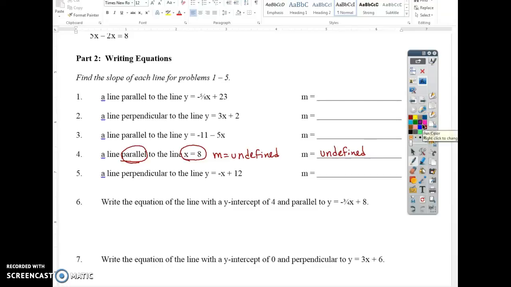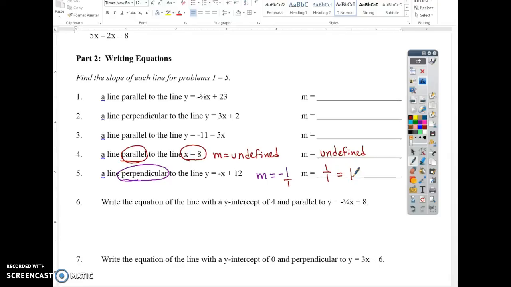And then number 5 says a line perpendicular to this equation. What's the slope of this one? M equals negative 1, right? Which is negative 1 over what? Over 1. So if I flip it and change the sign, what is my new slope? Positive 1 over 1, right? Positive 1 over 1, which equals a positive 1. Okay, I don't want you to get too confused with those.